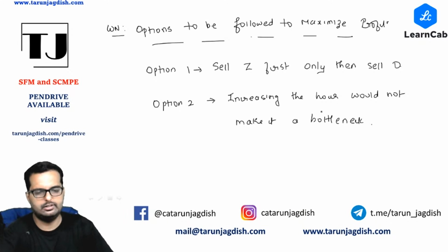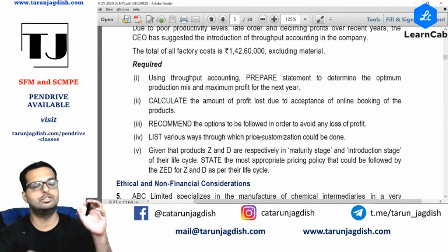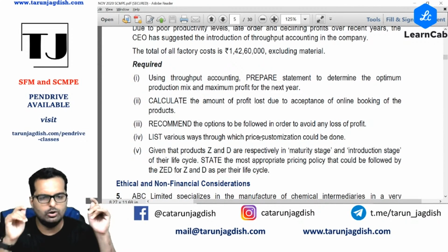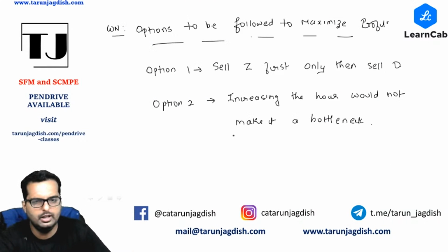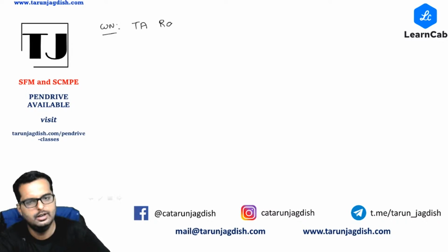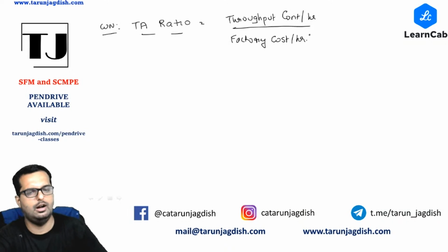Alright friends, now I'll go to the next requirement. The next requirement over here is to list the various ways through which price customization could be done. Friends, this has nothing to do with this question of throughput accounting. One more thing, even before we go forward, there is something called the TA ratio. I will find out that also. The formula is throughput contribution per hour divided by factory cost per hour.